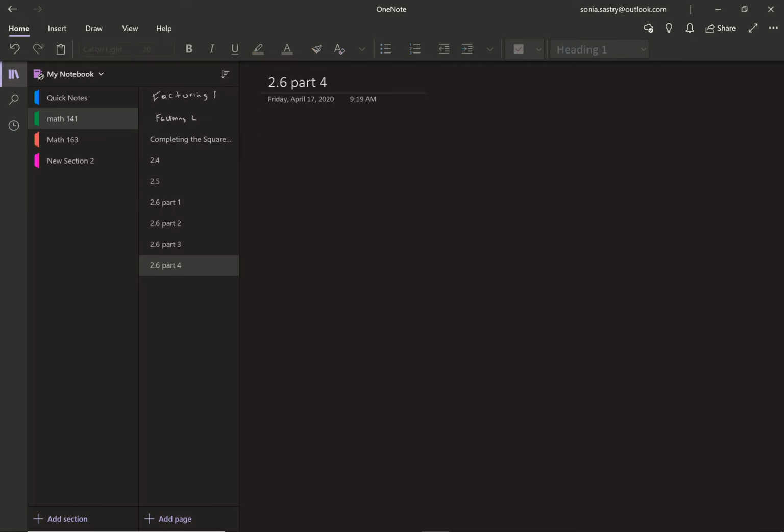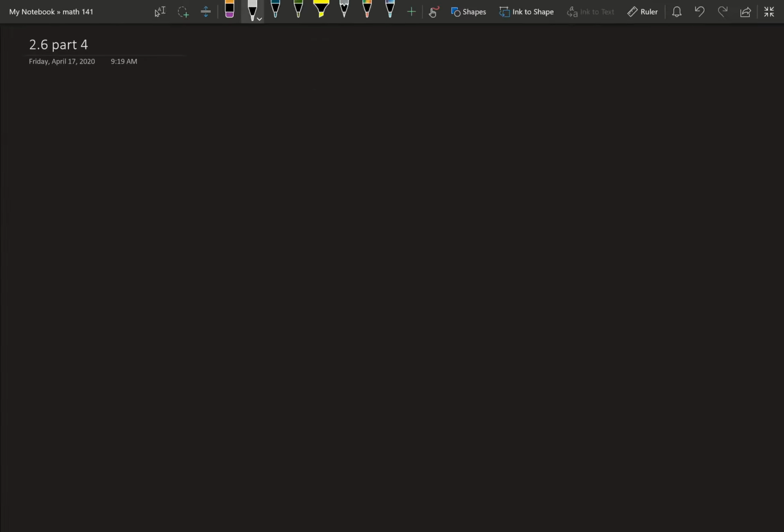Okay, so we're going to start on the next part of 2.6. At the end of the last video, we gave these functions to graph using vertical and horizontal shifting. So let's start with the first one.